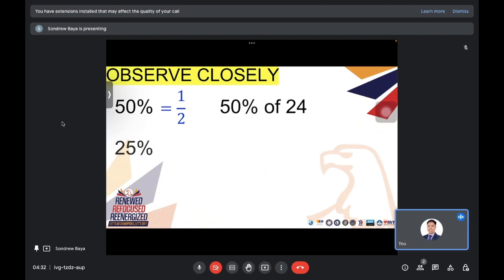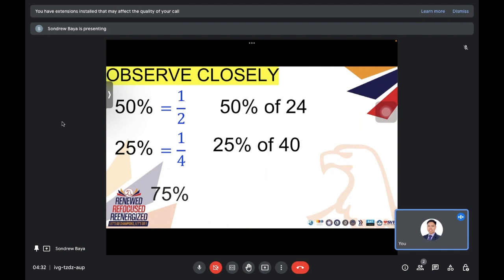How about 25%? 25%, for those who are familiar with it, you know the equivalent fraction of this one. But for those who don't, you can convert this into a fraction. 25 over 100, this just gives you 1/4. So all you have to do is divide the number by 4, and then you'll get 25%. Like 25% of 40.